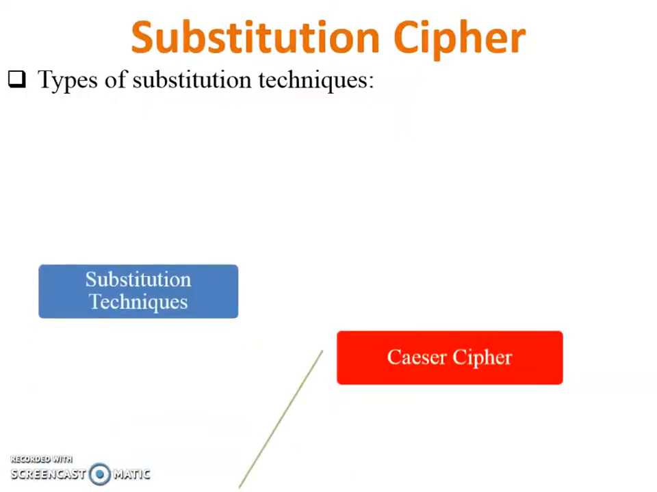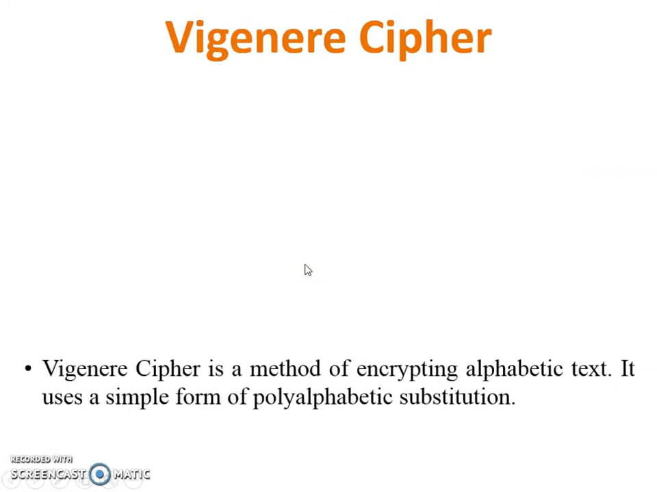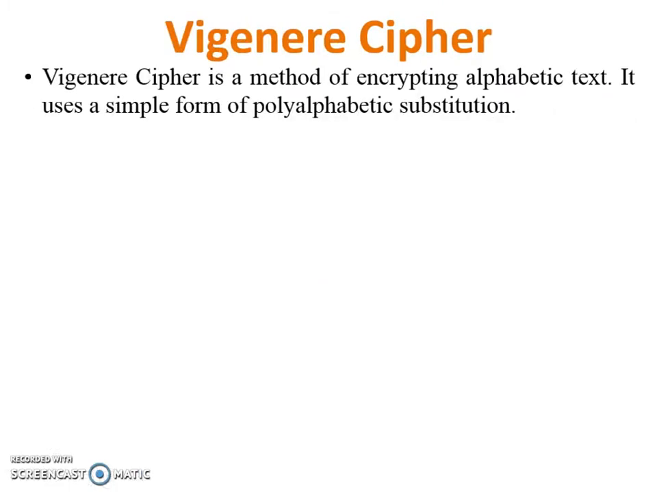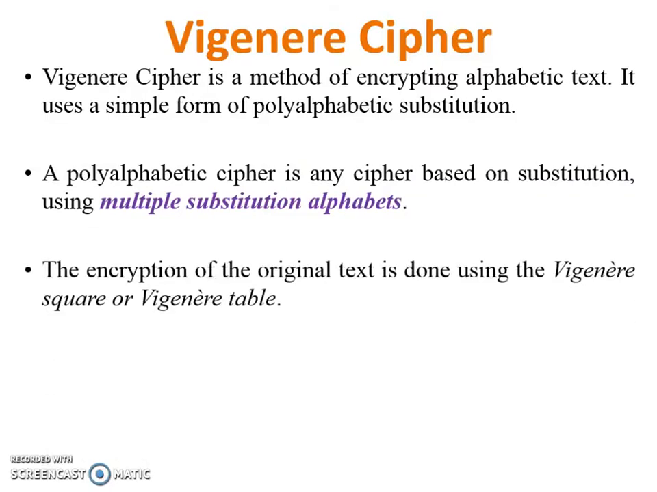There are 6 different types of substitution technique, but today I am going to teach you the polyalphabetic cipher. The Vigenere cipher is a type of polyalphabetic cipher. In the Vigenere cipher, more than 2 letters are used to encrypt any given plain text, so it is called polyalphabetic substitution. A polyalphabetic cipher is any cipher based on substitution using multiple substitution alphabets.